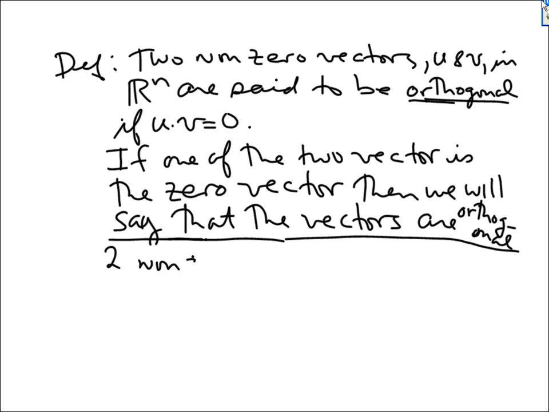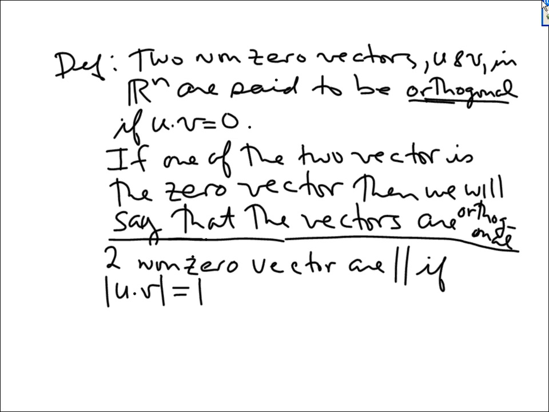Two non-zero vectors are parallel if, let me think, if u dot v is equal to the length of u times the length of v. Well, exactly what does this mean?